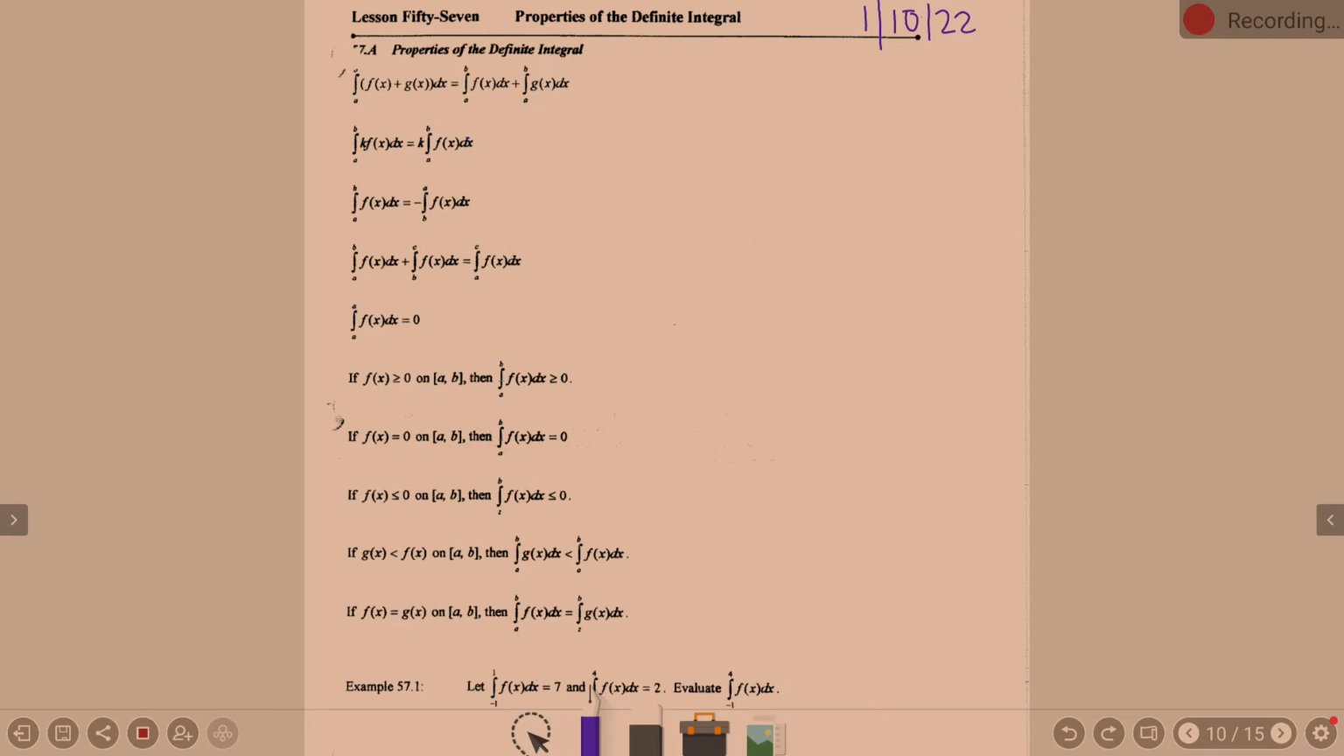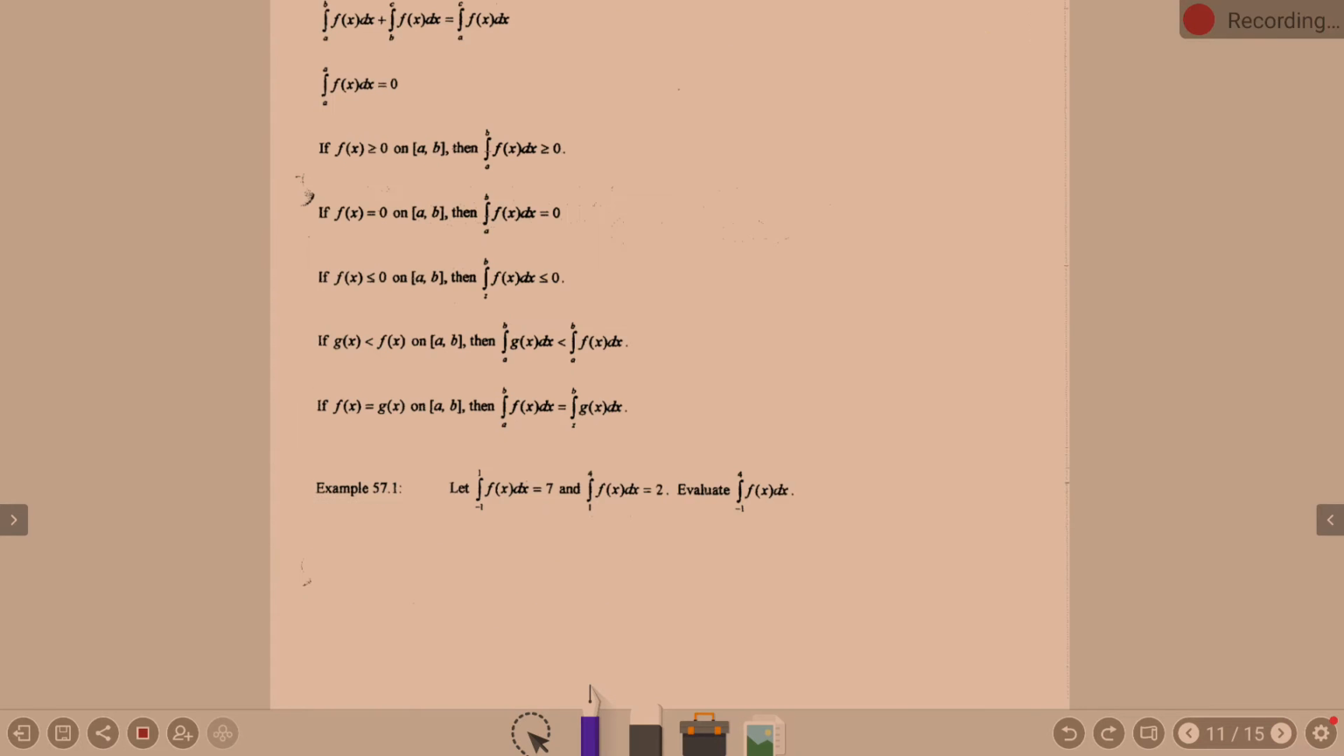We're going to use several of these today to demonstrate some of the pieces. And in fact, I have this moved up a little bit. Example 1 right here is at the bottom of the page.